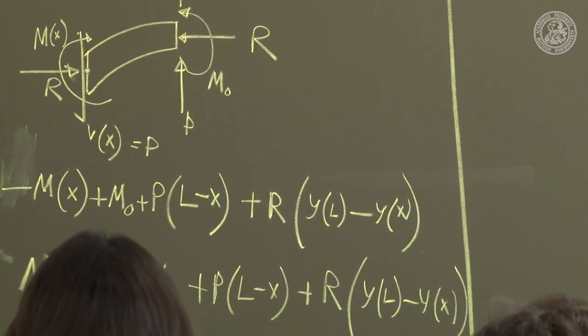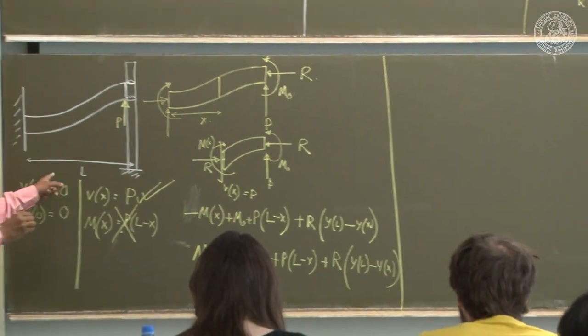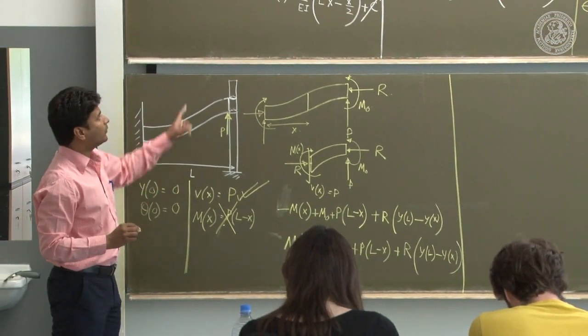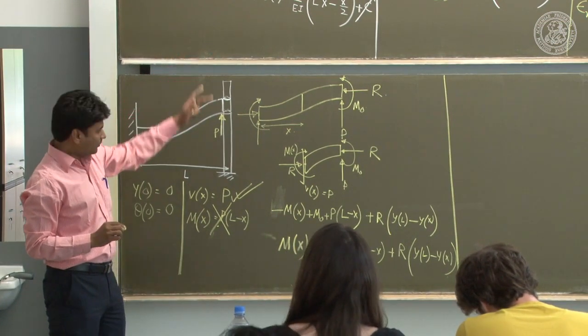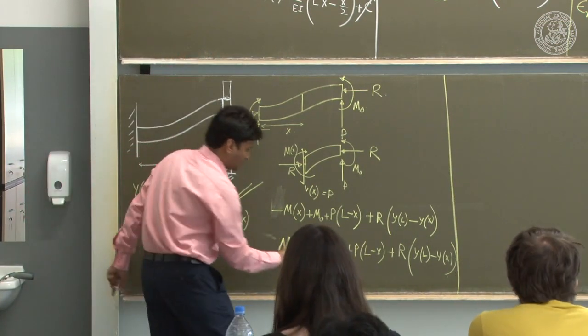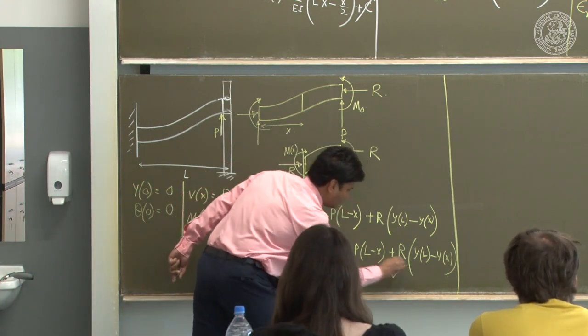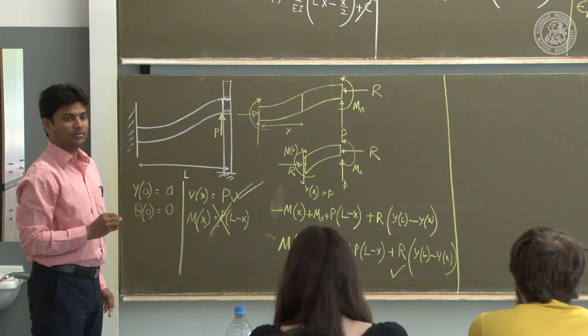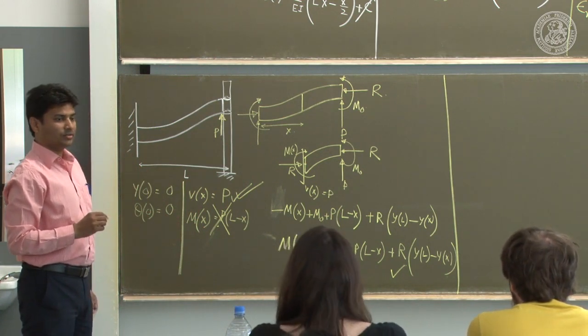Okay, so what do you think? What are the unknowns here? So you got two boundary conditions which are good enough for your two orders of differentiation. But then you have extra unknowns. This is one unknown. That's another unknown. Two more unknowns. So can you figure out two more boundary conditions?